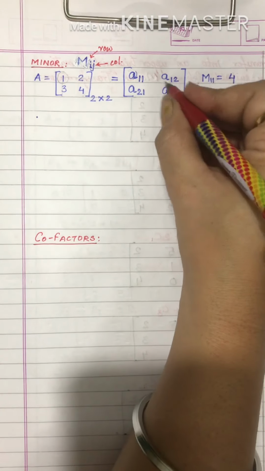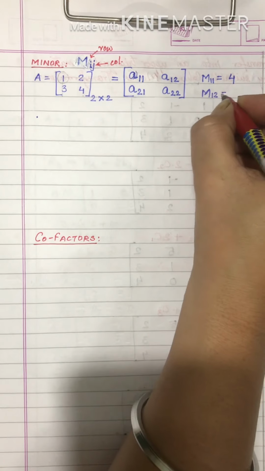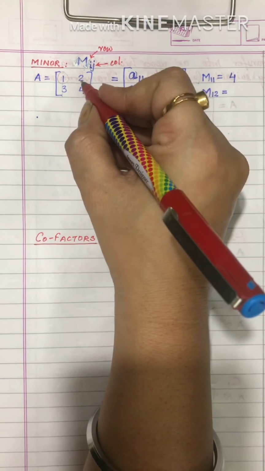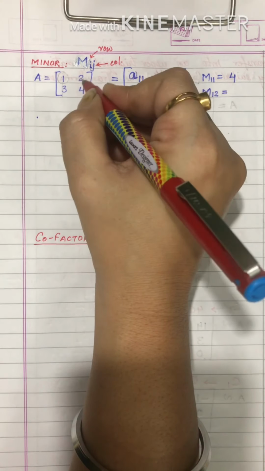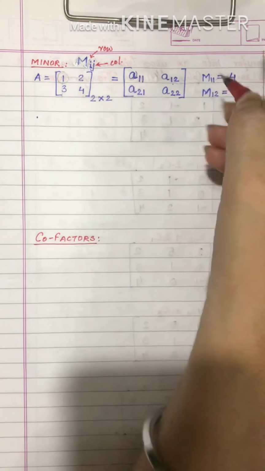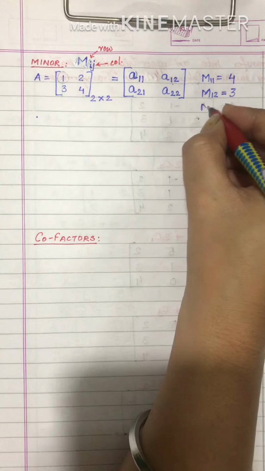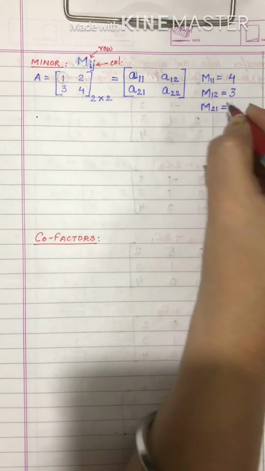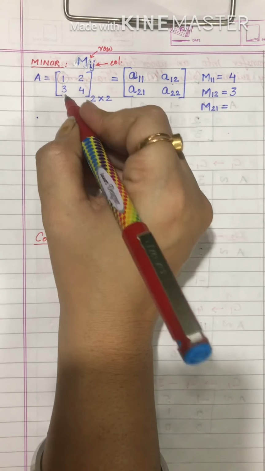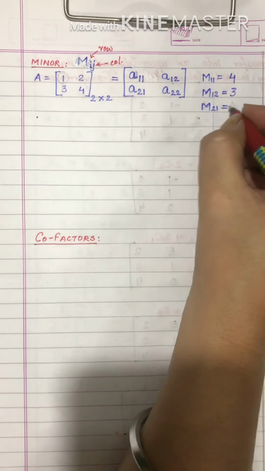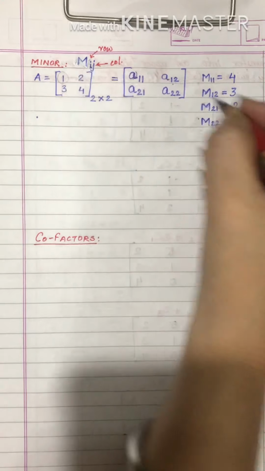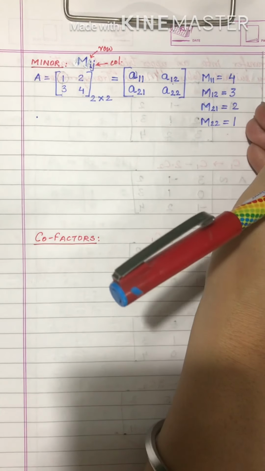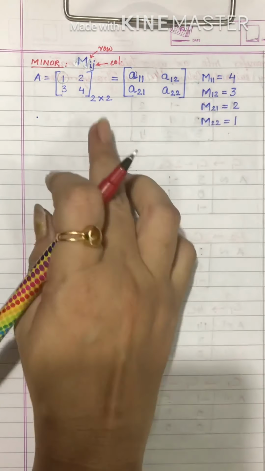Now I'll try to find minor for first row, second column element, that is 2. So do not consider this particular row and this particular column. So what we will get? 3. Same way M21. So the minor for 3 is 2. And then M22. Minor for 4 is 1. This is how we have found out minor. This is in case of a 2 by 2 matrix.